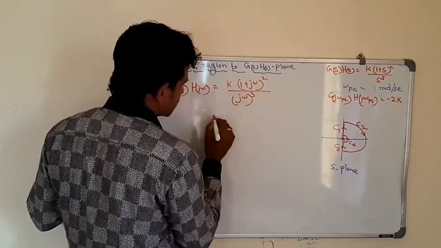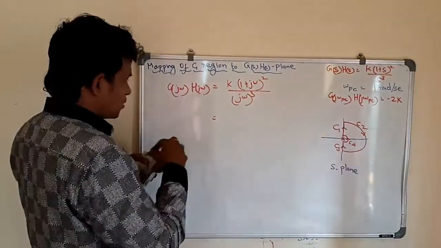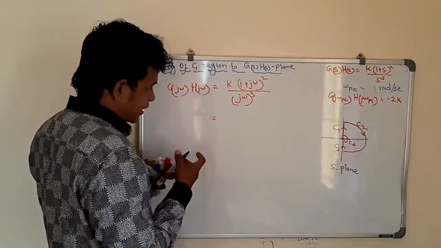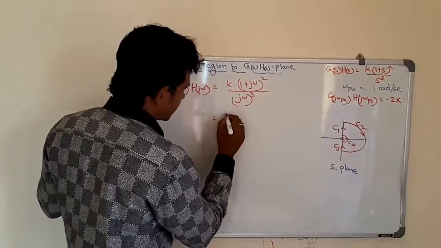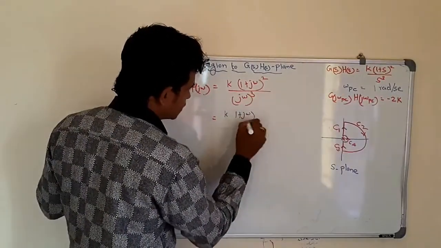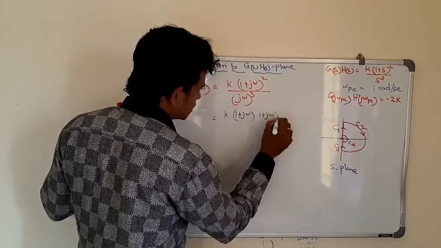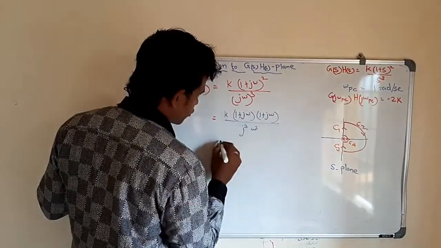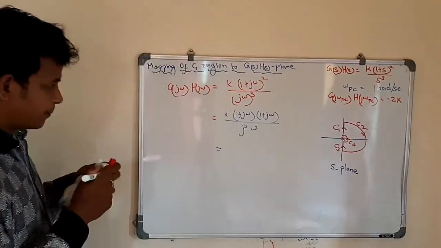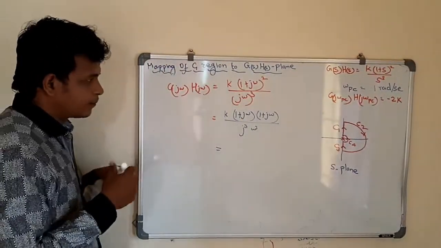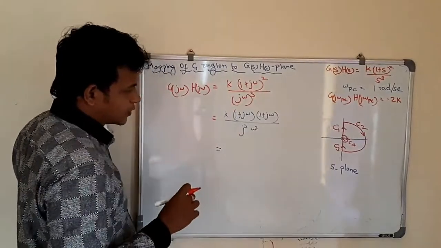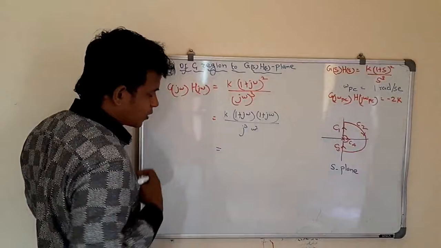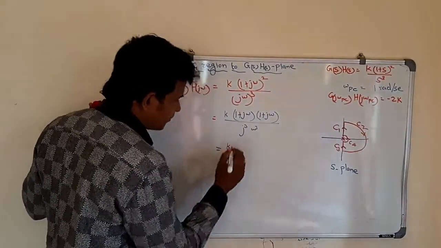So this can be rewritten as k into (1 plus j omega) into (1 plus j omega) divided by j cube omega cube. Now I am going to write this in magnitude and phase separately. Here for k, the magnitude is root of k square, the square and root get cancelled, so we have k, and the angle is 0 degree.